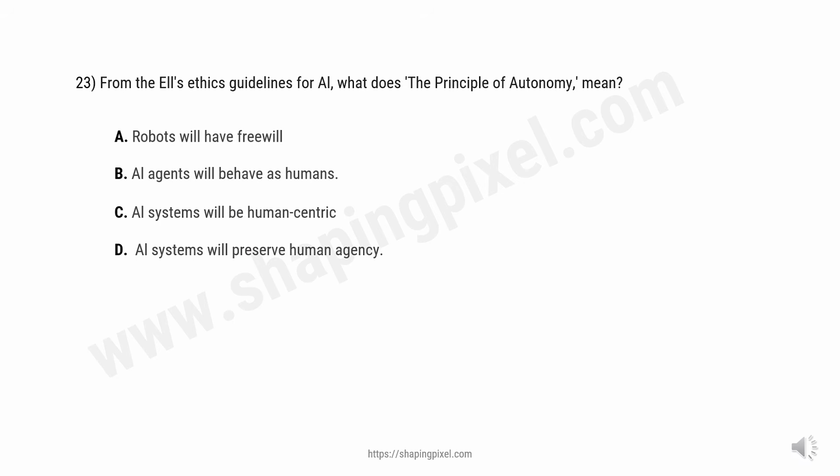Question number 23. From the ALTAI Ethics Guidelines for AI, what does the principle of autonomy mean? Option A, robots will have free will. Option B, AI agents will behave as humans. Option C, AI systems will be human-centric. Option D, AI systems will preserve human agency.